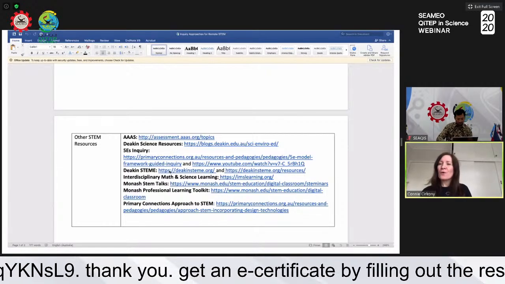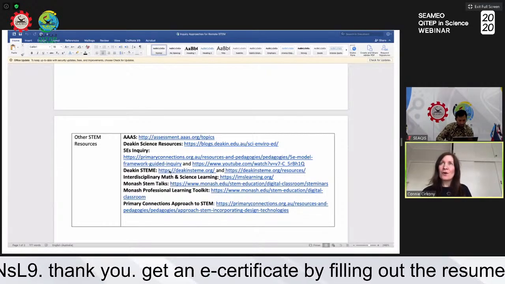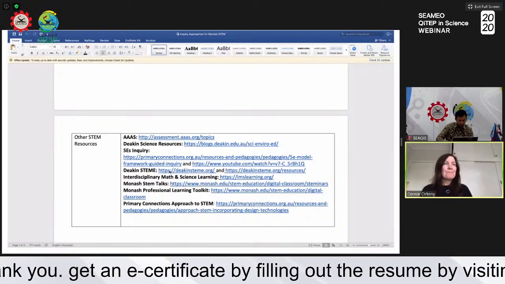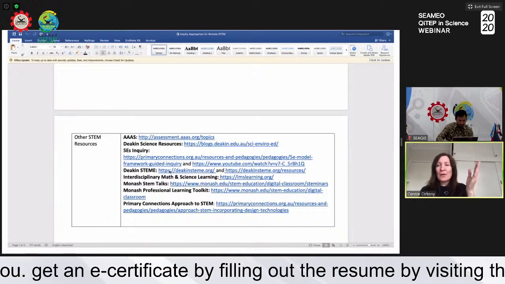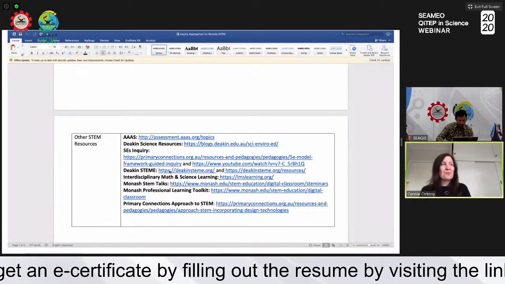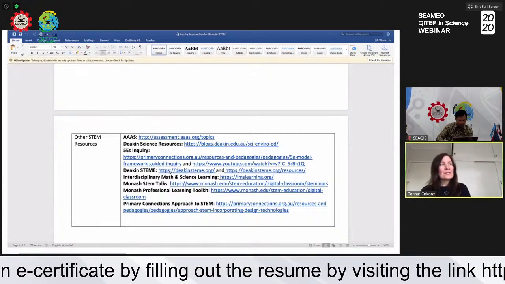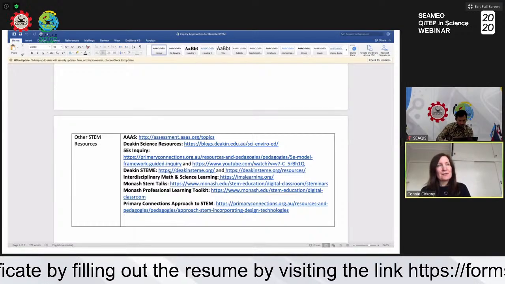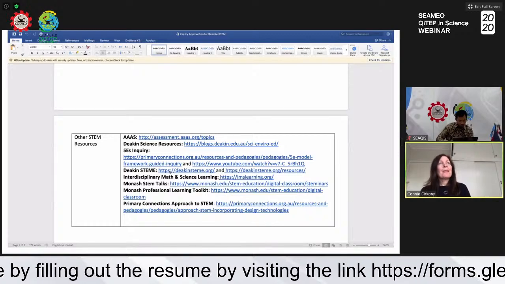But this will give you a background on why representations are considered important in science, that it's a language of science, and then how you can do this in your teaching practice. And of course, some of the key research that supports representations.